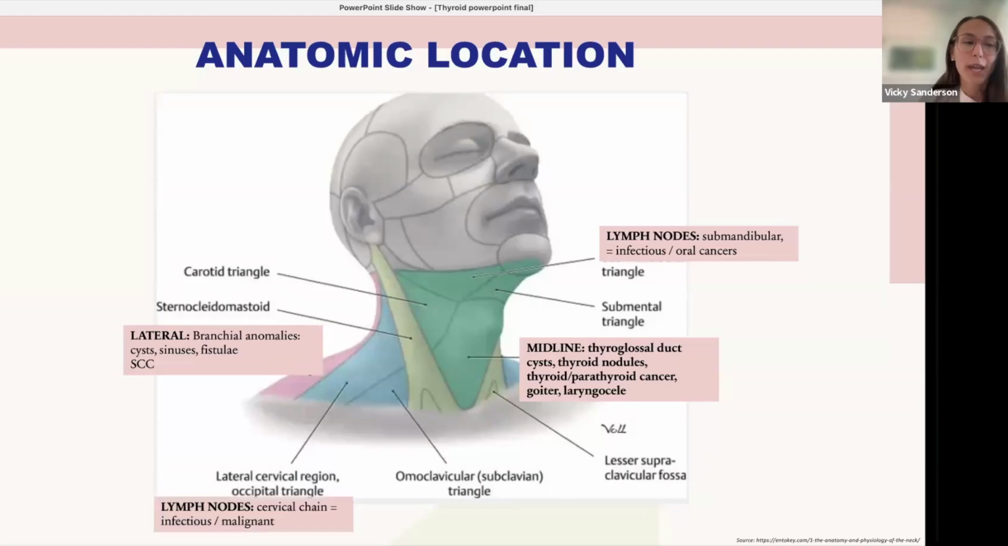Then, the cervical chain, of course, we regularly palpate lymph nodes in that region because there's lots of different upper respiratory tract infections, mononucleosis, strep infections that can cause those lymph nodes to react.